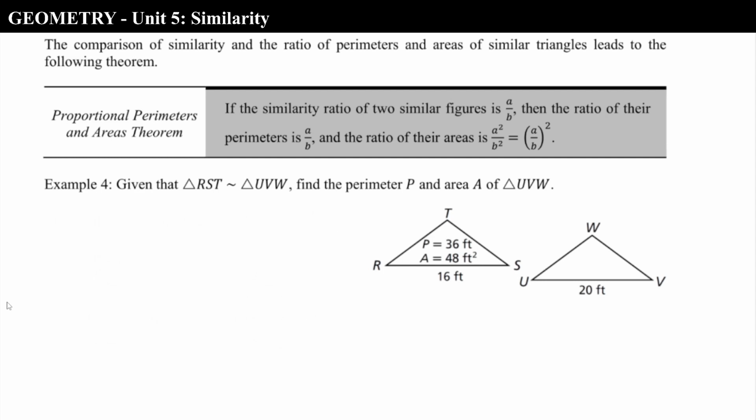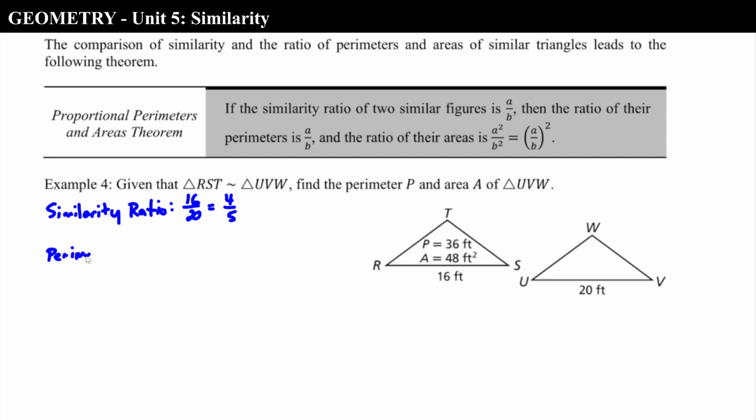So let's take a look at an example, because it's really not that difficult. First thing you've got to do is find the similarity ratio. So the similarity ratio between these two triangles is going to be our ratio of 16 to 20, because those are our similar sides that we're going to compare. So our similarity ratio is 4/5. So we're going to use that to find perimeter and to find area.